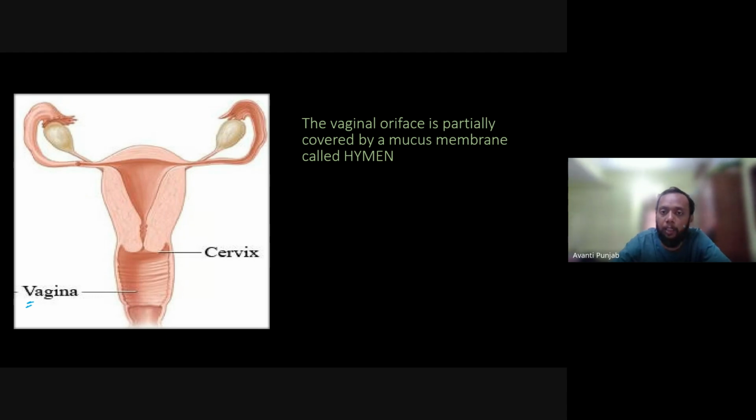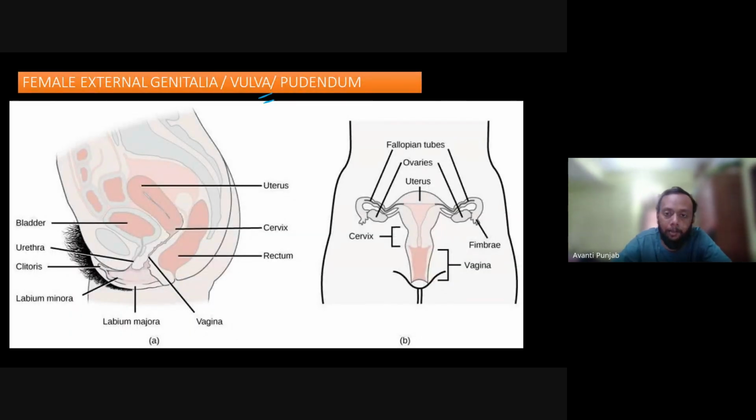The vaginal orifice is partially covered by a mucous membrane called the hymen. So the hymen is the small tissue which covers the vaginal orifice. Okay, now here you have to see a few things. You have a term like female external genitalia. So let's try to understand what the female external genitalia are. यहाँ पे कुछ terms हैं जो आपको याद रखने हैं.